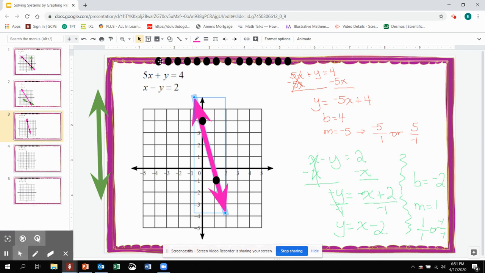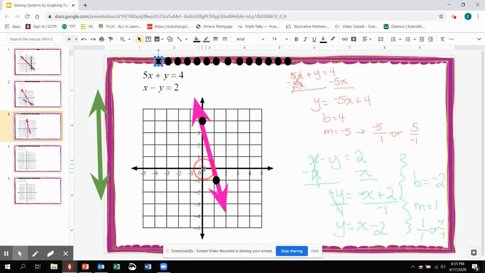So let's take these values and graph them. If I start with my y-intercept of negative 2, I'm going to move down to 2 on my y-axis. And then I'm going to use my slope to find some more points. So if I start with my slope of 1 over 1, that's a positive 1 as a rise and a positive 1 as a run. So that's up 1 and right 1. And at that point, I've already intersected with my first line. So I don't need any more points.